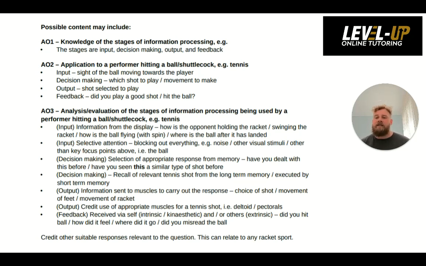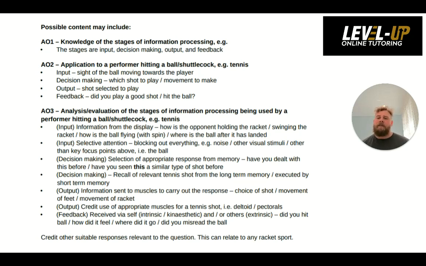And then we have our analysis or evaluation of the stages of information processing being used by the performer. So for input, we would be looking at information from the display. How is the opponent holding the racket, swinging the racket? How is the ball flying with spin? Where is the ball after it has landed? We could also look at selective attention, so blocking out everything, for example noise and visual stimuli, other than key focus points above, so the ball.